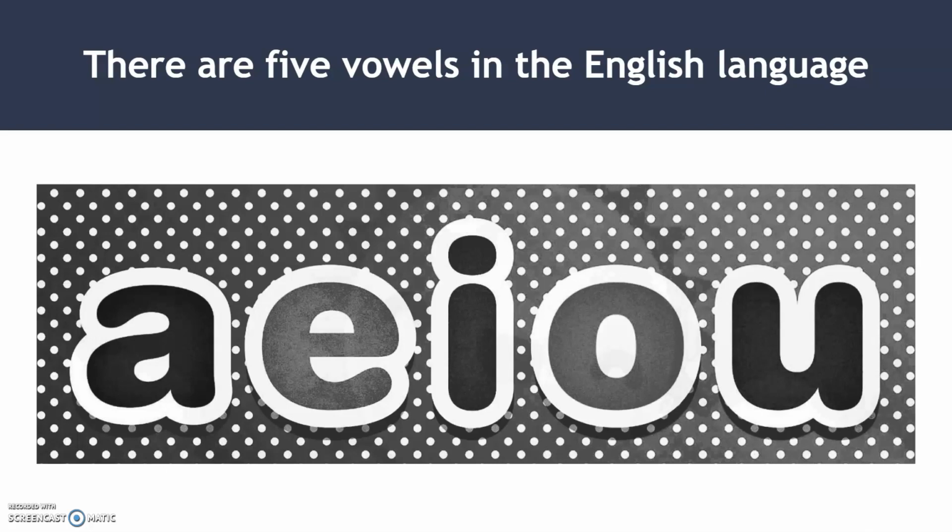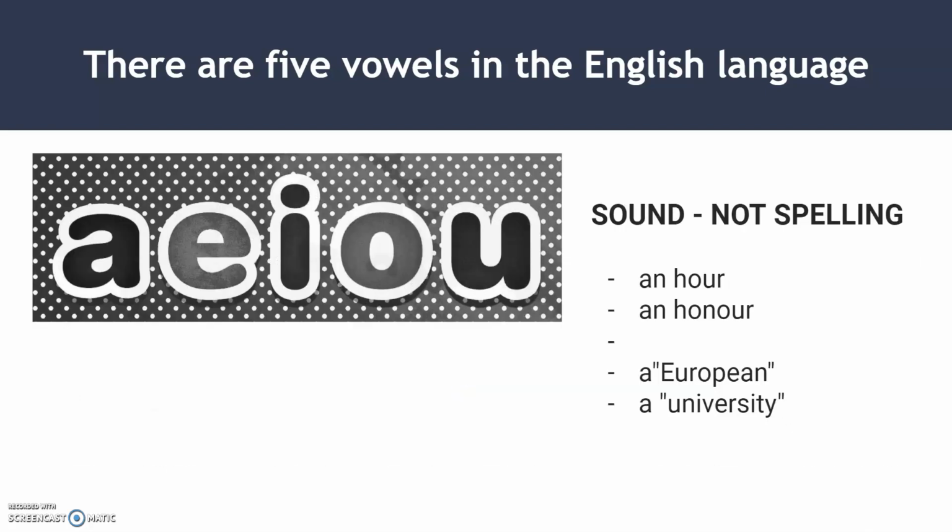The general rule, if a word begins with A, E, I, O, U, then we use an: an apple, an egg, an igloo, an orange, an umbrella. That's the general rule. However, English is never that straightforward. There's always little tricks. It's not just the spelling of the word, it's the sound.